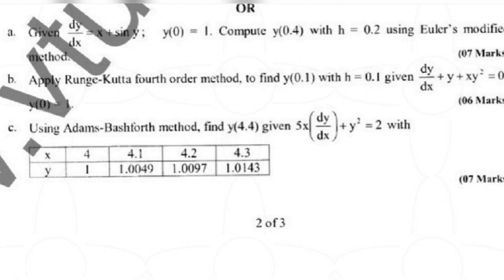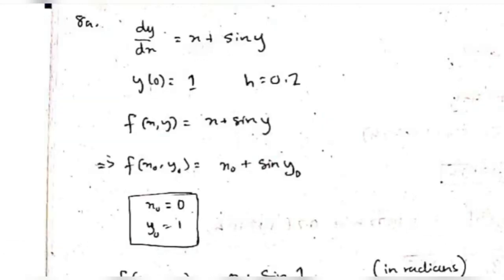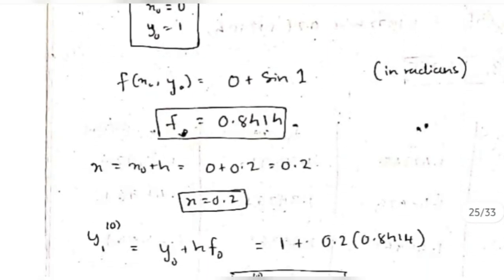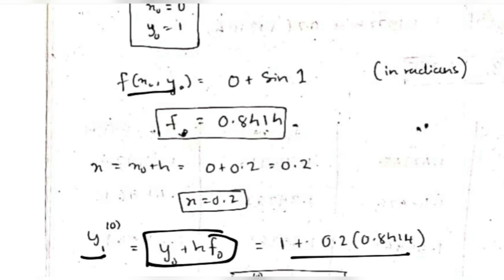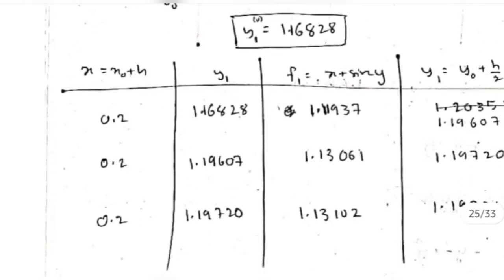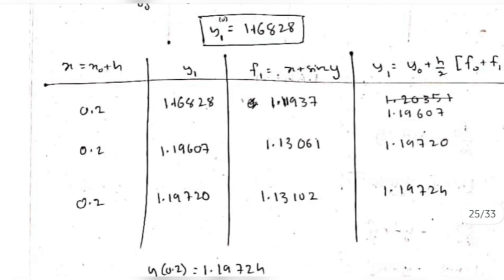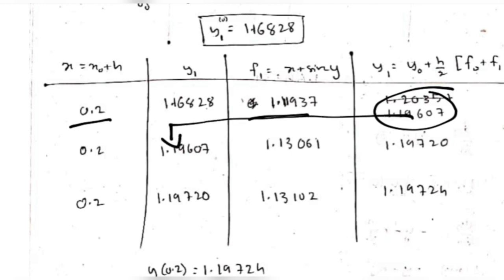Coming to the next question, we have to find the value of y of 0.4 by using Euler's method. First we will write what is given in the question, and next we have to find f0. After we get f0 we will be using that value to find y1. See, after getting f0 we will be finding y1, which is y0 plus h f0. After getting y1 and f0 we will be using these two values here in this table, and we will get this f1 value here. By using this we will get a new y1 value here. This will be used here to find the next value.